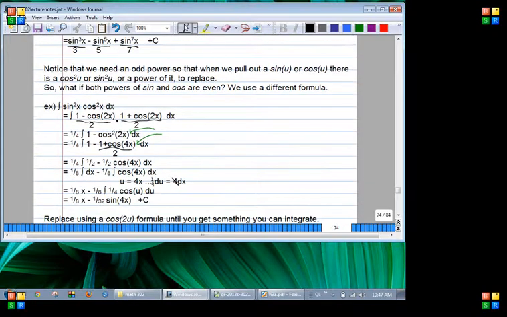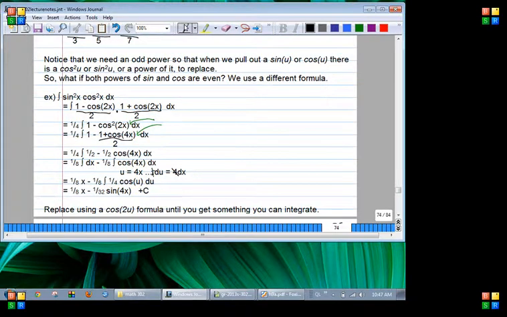Okay. So, when you get even powers, you just keep replacing using the cos 2u formula until you get something you can integrate, like we did here. Okay. So that covers what to do with integrals that have sine and or cosine in them. Even powers, odd powers.